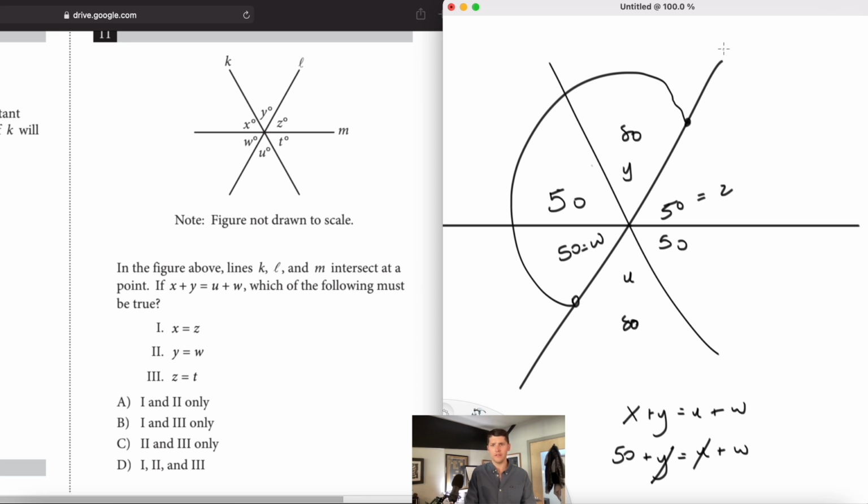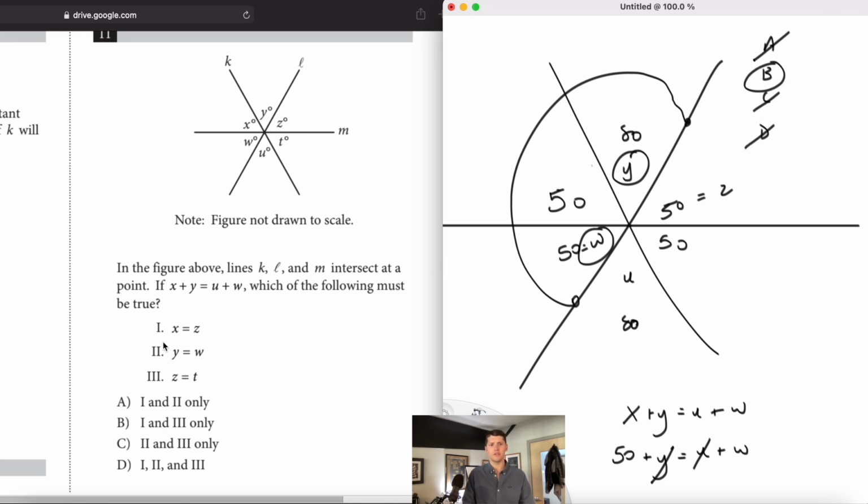That means of our answers here, A, B, C, and D, I could say, well, Roman numeral 1 is correct. So I can get rid of answer choice C. And then let's try out Roman numeral 2. Roman numeral 2 says y equals w. Well, here's y, here's w. Those are not equal. Roman numeral 2 is not true. Cross off A, which has Roman numeral 2 is correct, and cross off D. Answer choice B is all that remains.